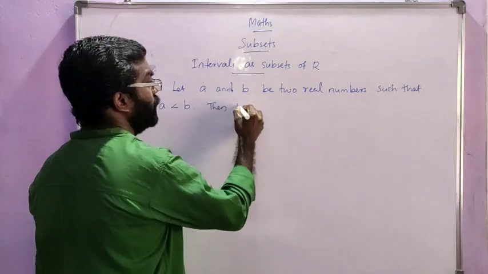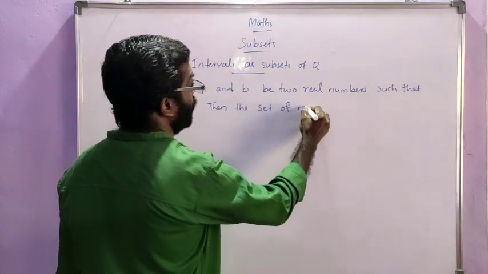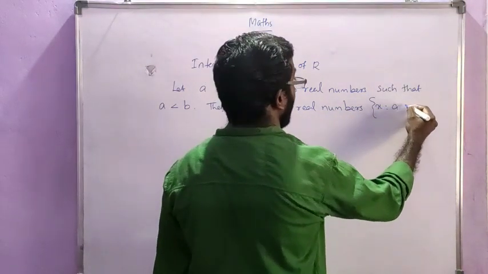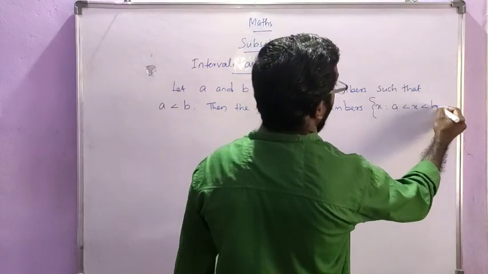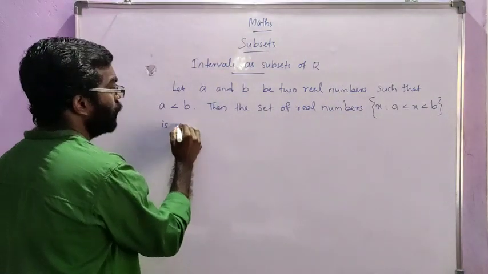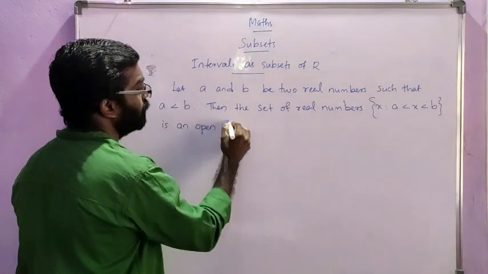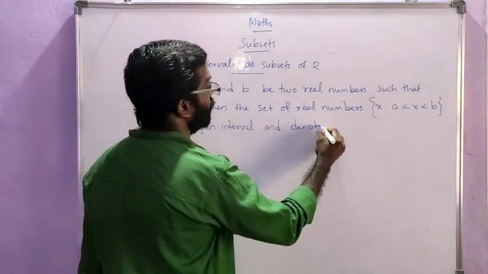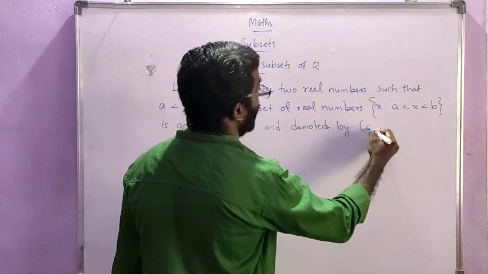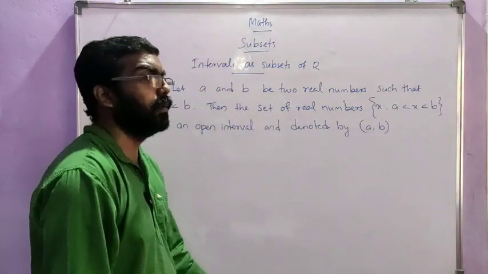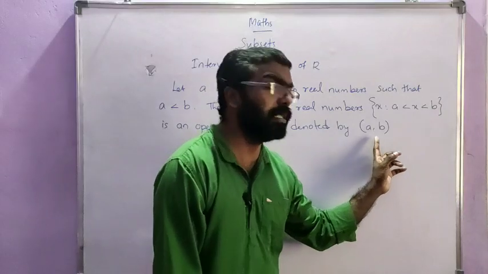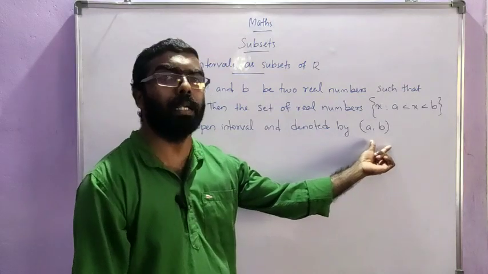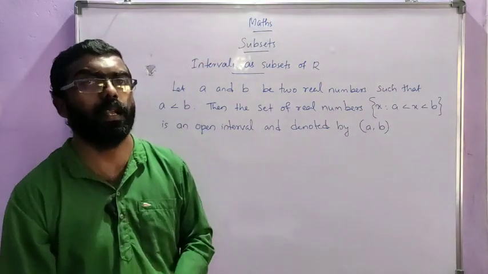Then the set of all x such that A is less than x, less than B, is an open interval and is denoted by open interval AB. You can use this bracket, the common bracket or parenthesis, and inside the bracket you have to write A comma B. We read this as open interval AB.